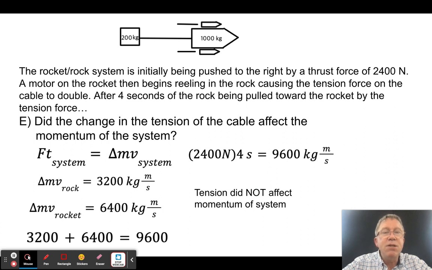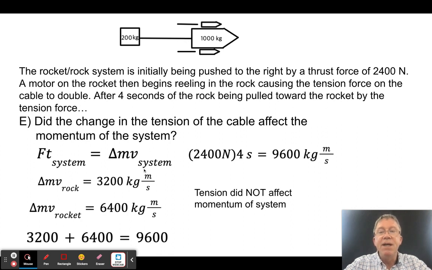Did the change in the tension of the cable affect the momentum of the system? In other words, this is an internal force. Internal forces do not change the momentum of the system. They cannot. So whatever the motion of the center of mass of the system is, it's not going to be changed by an internal force. That's the big takeaway for this unit.